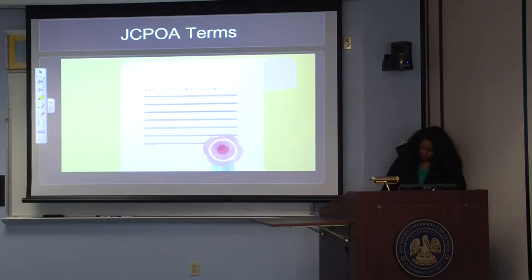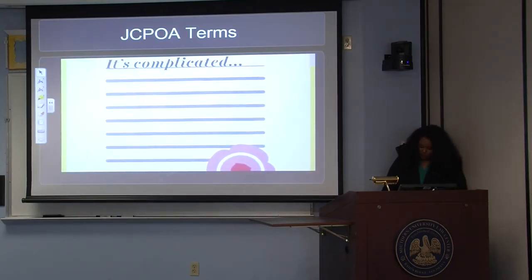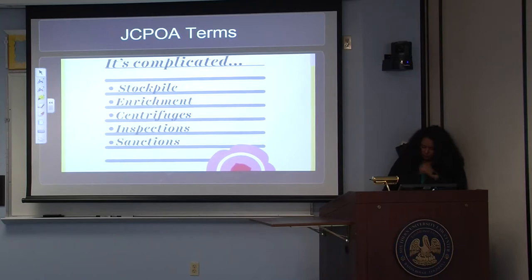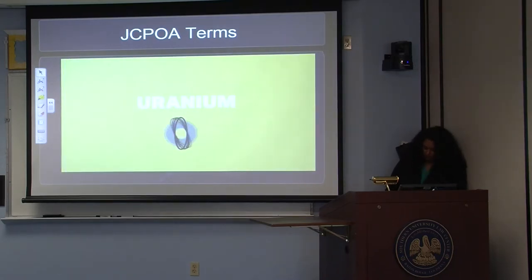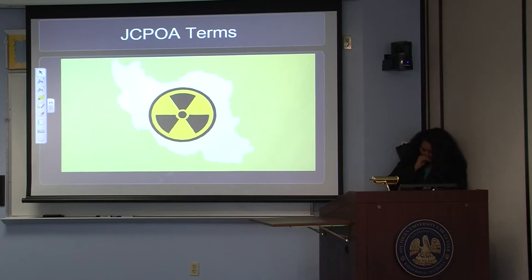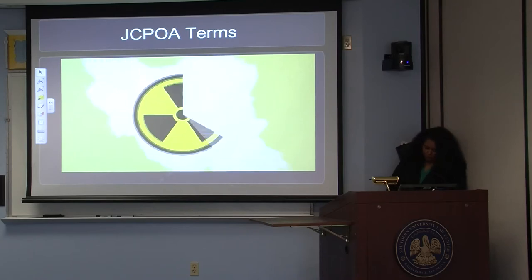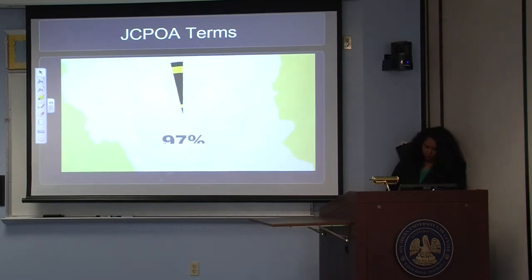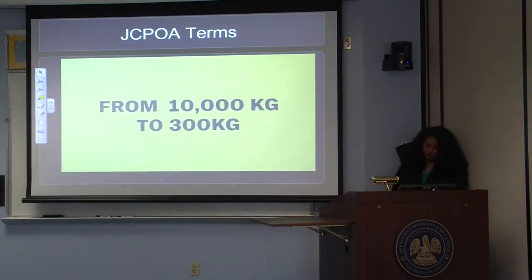Well, this gets technical really fast, but it helps if you go through and look at some of the most important issues. One of the big ones is uranium. That's the stuff. Dig it out of the ground, use it for nuclear fuel, for a power plant, or even for a bomb. The deal requires Iran to give up 97% of its enriched uranium, almost all of it, down to just a 300-kilogram stockpile, not very much.